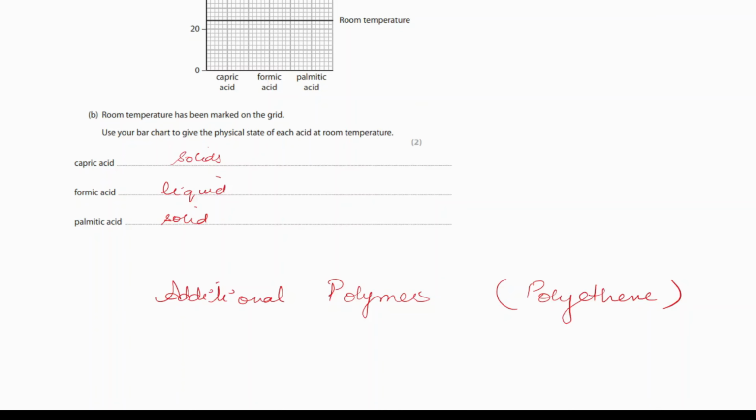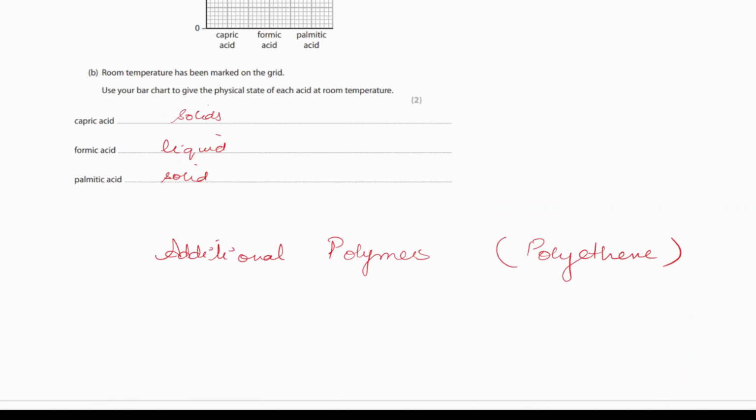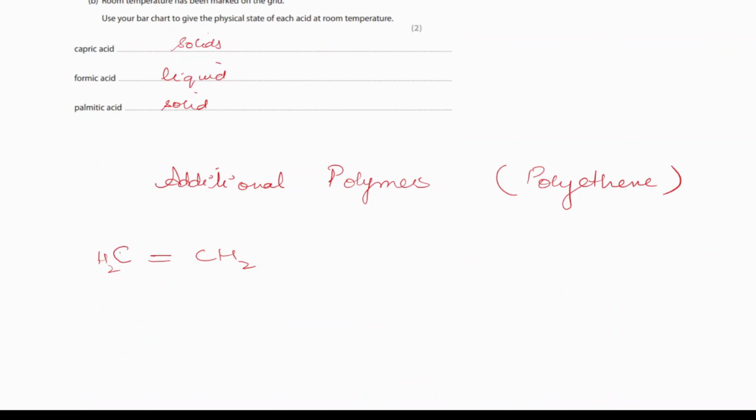C2H4, correct. So how do we draw it? We draw it like CH2 double bond CH2. When we discussed the reaction of alkenes, I told you how this double bond would convert into a single bond. The electrons that were being shared would be taken up by these, and this would be converted to a single bond. Simple. So in addition polymers, what would happen?